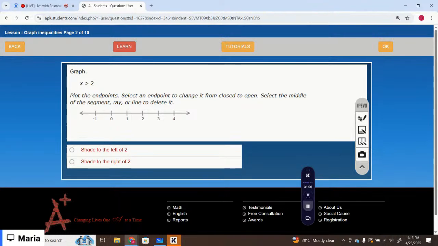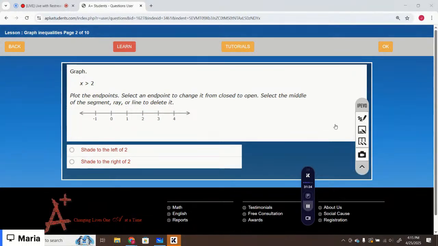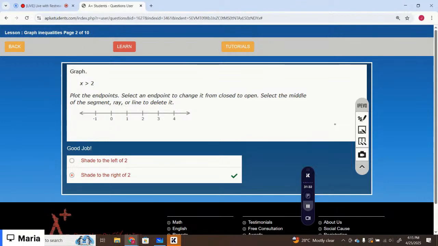Graph x is greater than 2. So here we have x, right? That is greater than 2. So you have to shade on the right side of the 2. That is, shade to the right of 2. Option 2 is the correct option.